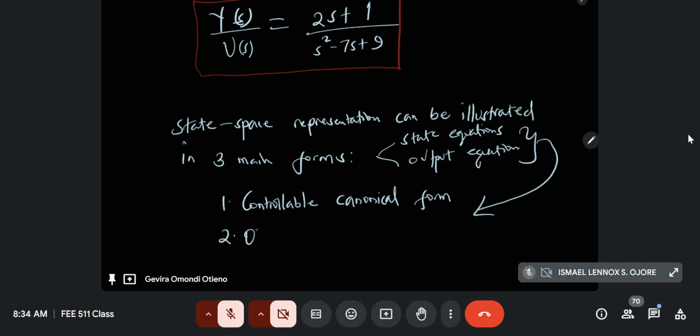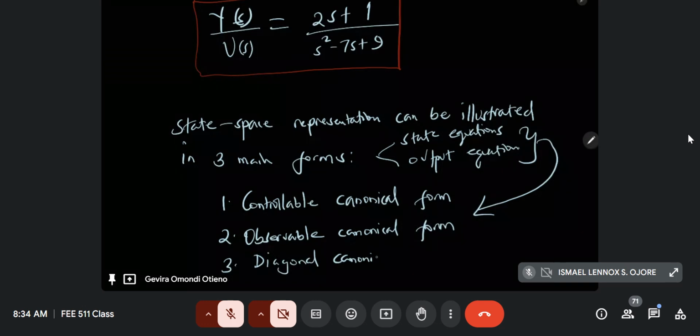The other one is called observable canonical form. And the last method is known as the diagonal canonical form. So these are canonical forms. In fact, let me say here three main canonical, because that's a keyword there.